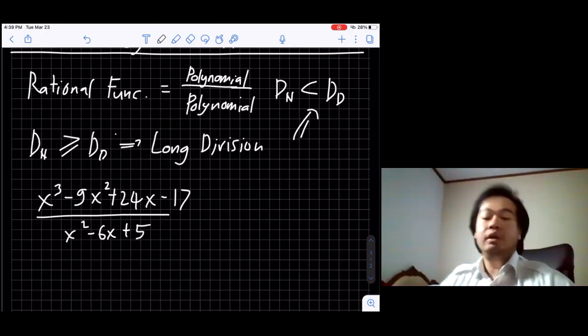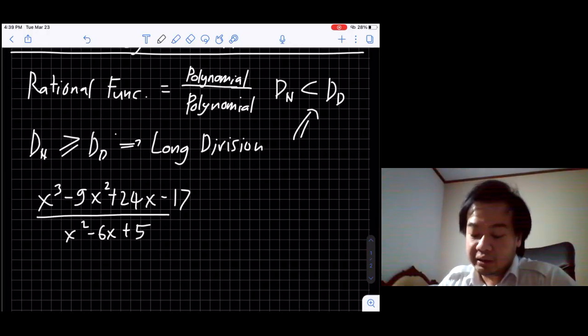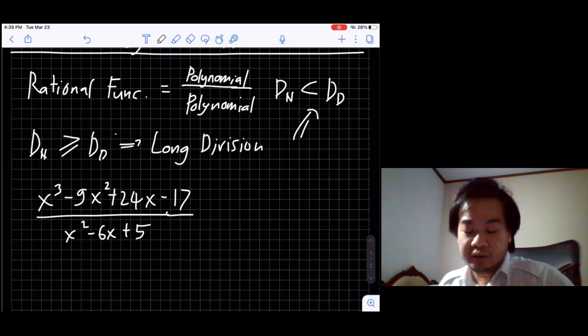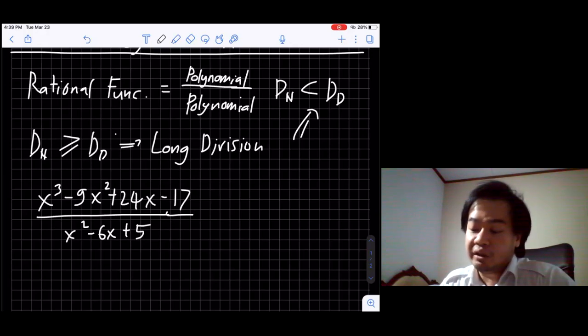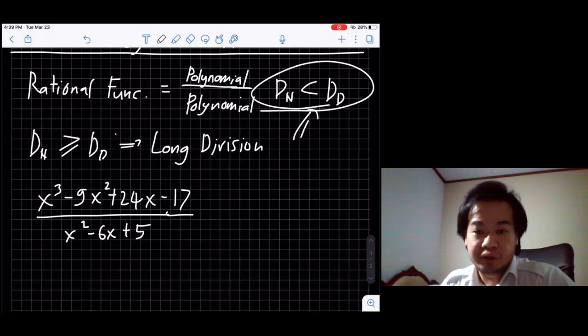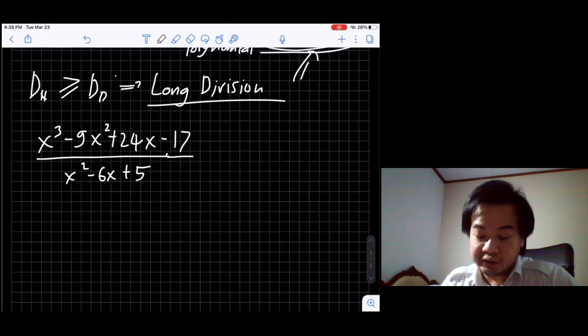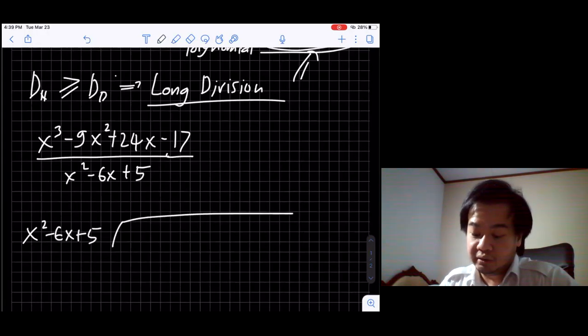Okay? So what happened here is that the degree of the numerator is actually the third degree and the degree of your denominator is second degree, right? So actually it's not fulfilling that condition yet. So like I said, you need to perform long division. So let's do the long division. The divisor is x squared minus 6x plus 5, and it's dividing x cubed minus 9x squared plus 24x minus 17.